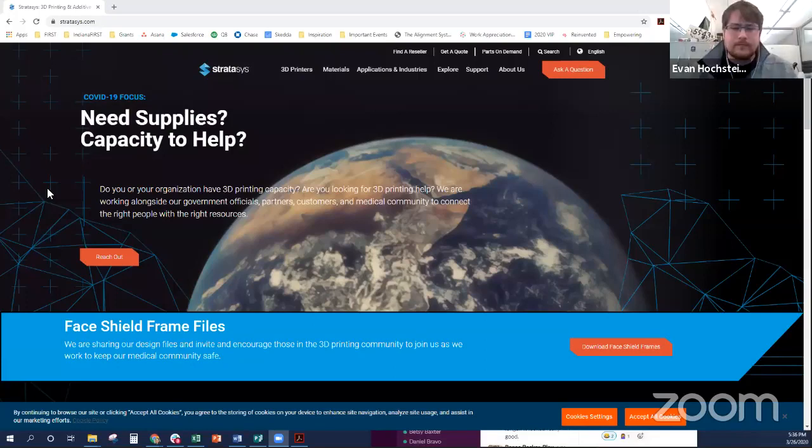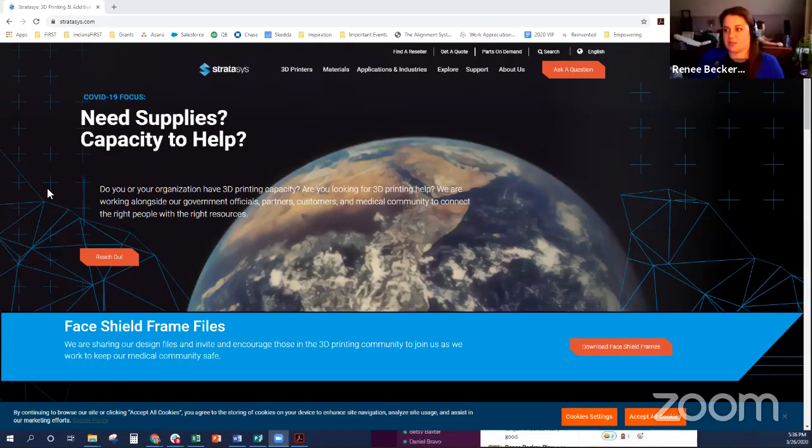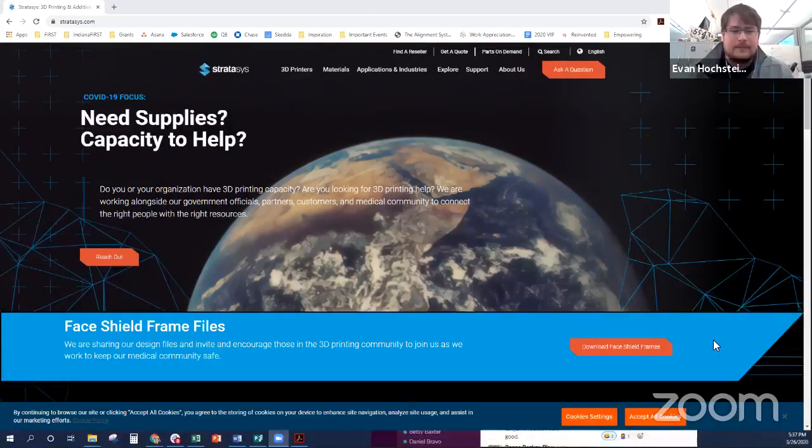So this is where the Stratasys website is: need supplies, capacity to help, do your organization of 3D printing capacity. And then there's this reach out button here. And then this is the face shield frame file. And so, Evan, you're 100% correct. Your marketing team is on it.